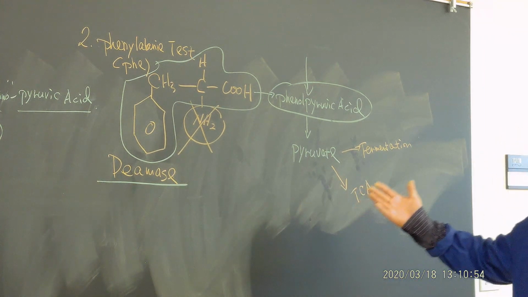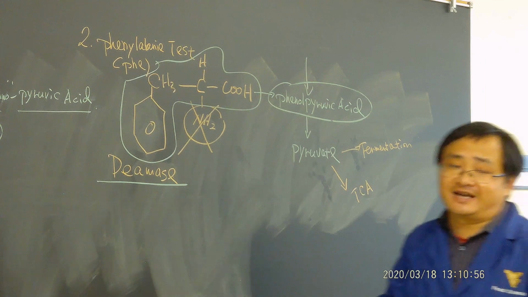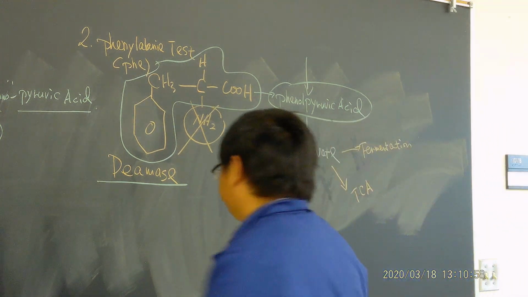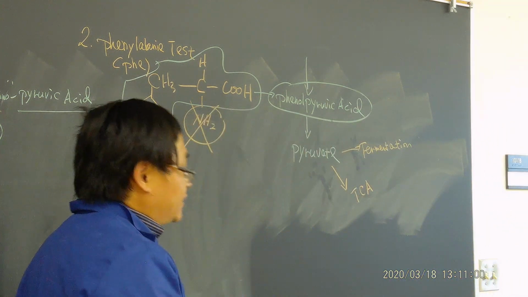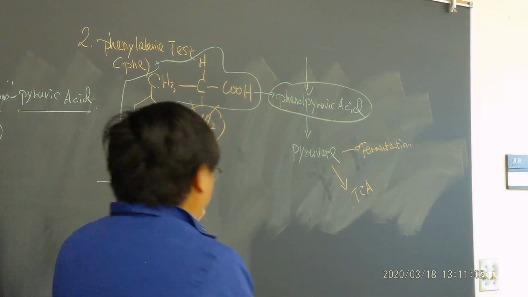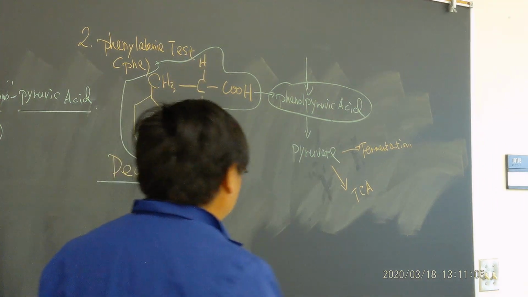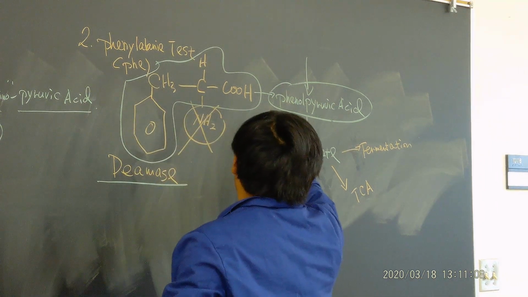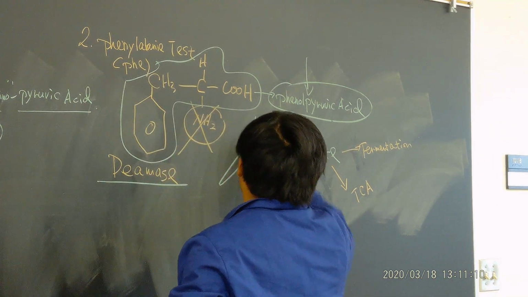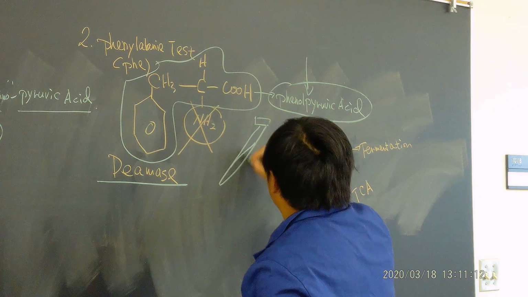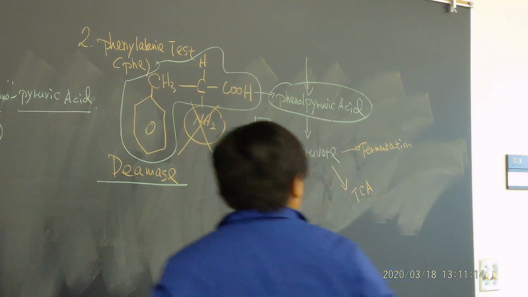Now the question is, how do we know it's phenylalanine test positive? So let's say the bacteria has deaminase. It takes out this amino group, and you have this phenylpyruvic acid. How do you know it is positive? You have a phenylalanine test tube, and you do a streak plating.